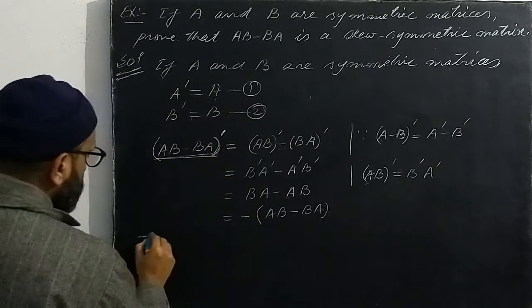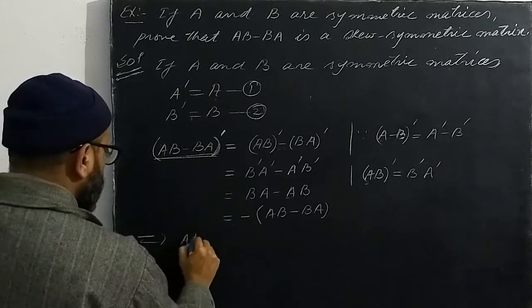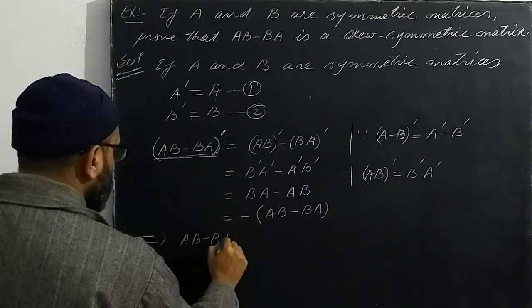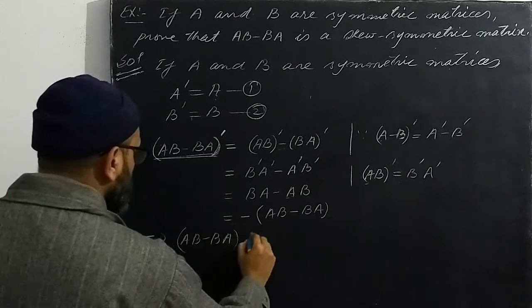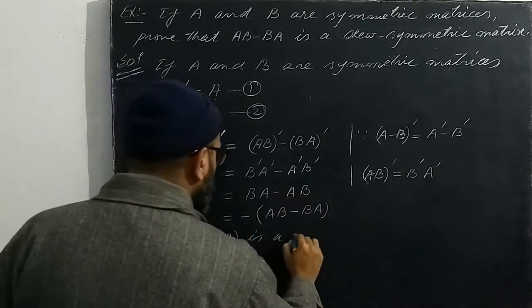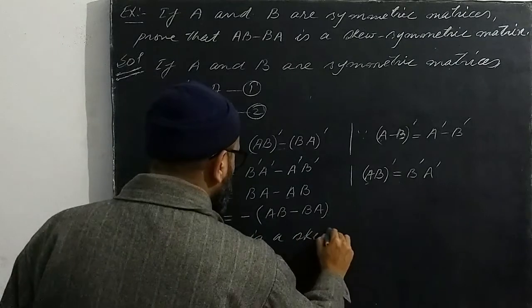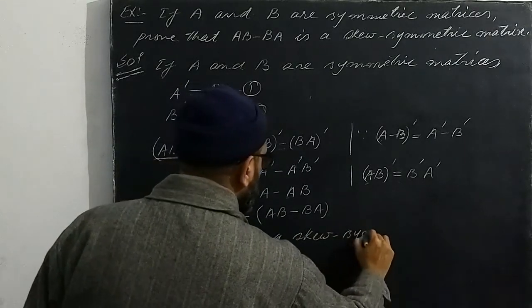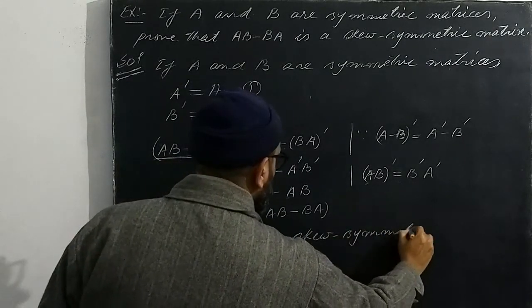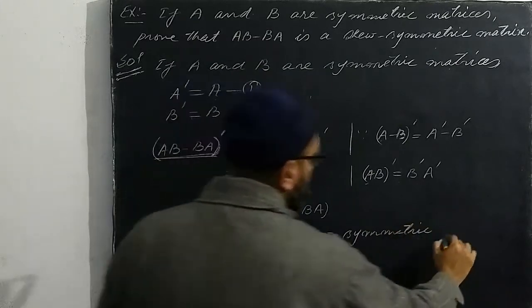So it implies that AB − BA is a skew-symmetric matrix.